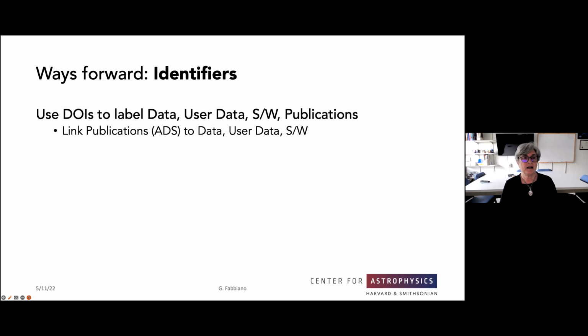Identifiers. DOIs are becoming common, and we use them already for publications, but they are starting to be used to label data. For example, MAST does that, and the Chandra Archive is starting to do it. And in principle, they could be used to label, and probably in some cases it already happened with Zenodo, users' data and the software that was used for the publication.